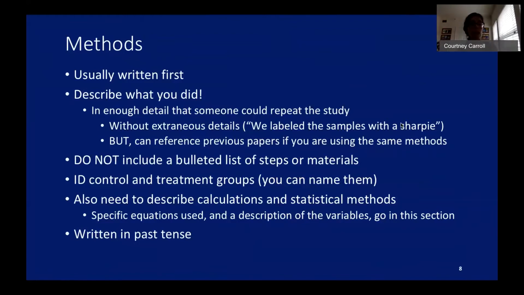You do not want to include a bulleted list or a numbered step, so it should read and flow in a paragraph. You want to identify your control and your treatment groups. You can even name them if you would like. And you want to talk about here the calculations and statistical methods. So the specific equation that you used, a description of the variables. This is where that information goes. And methods are written in the past tense because theoretically you're talking about something that you've already done. So it's in the past.